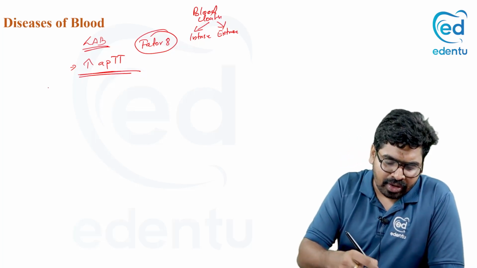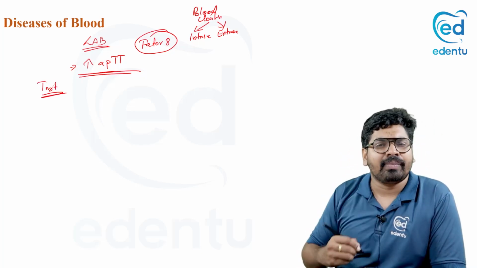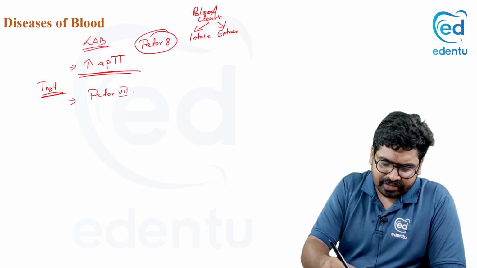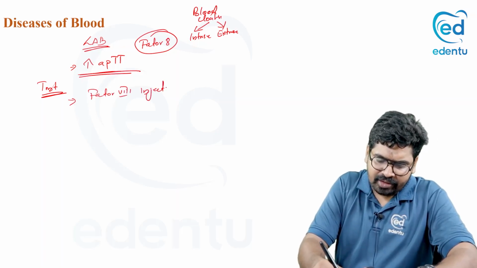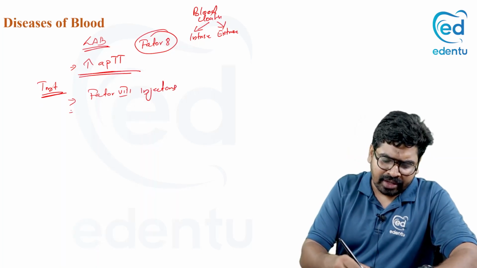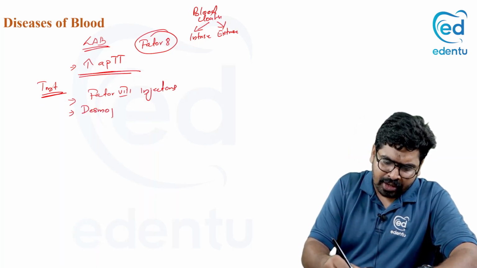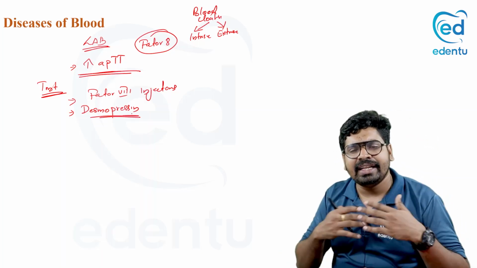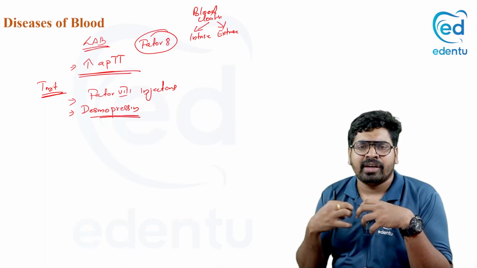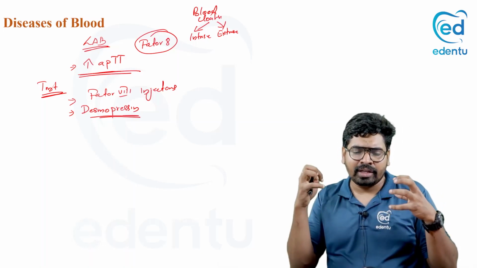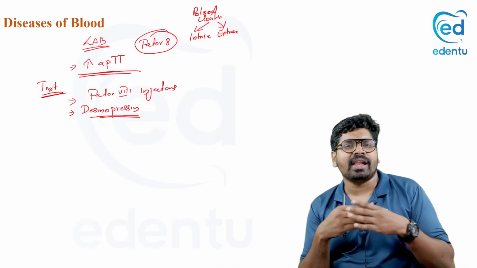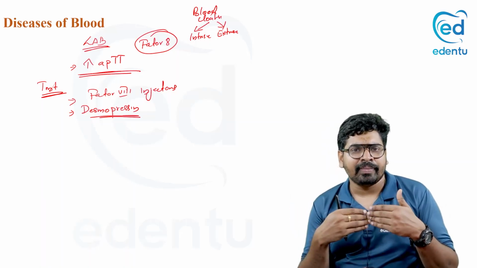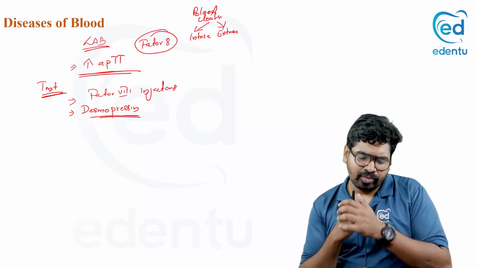And what are the other treatments? How do you treat this hemophilia patient? You can give factor 8 injections, and you can give other drugs like desmopressin. Desmopressin is a drug which will release factor 8. Factor 8 which is stored in the body, desmopressin will help in the release of bound factor 8, and there is an increase in the level of factor 8 in the blood. So desmopressin can be used.